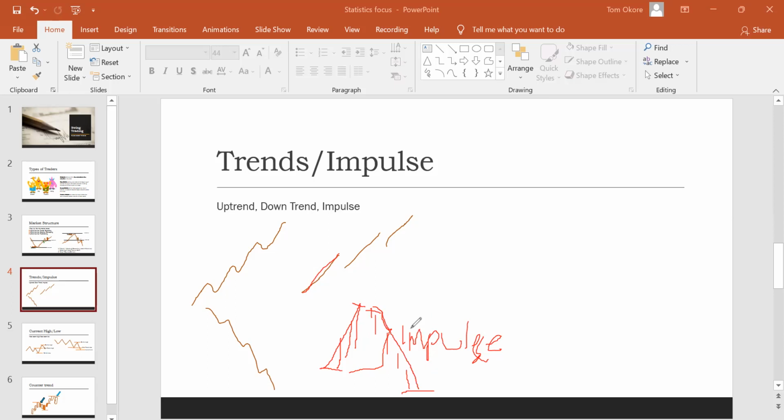If it goes up like here, wow, people are still coming in.